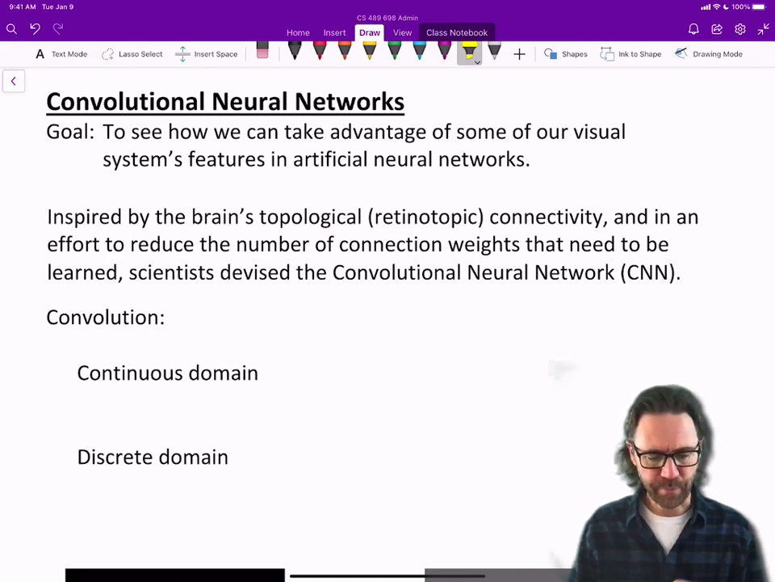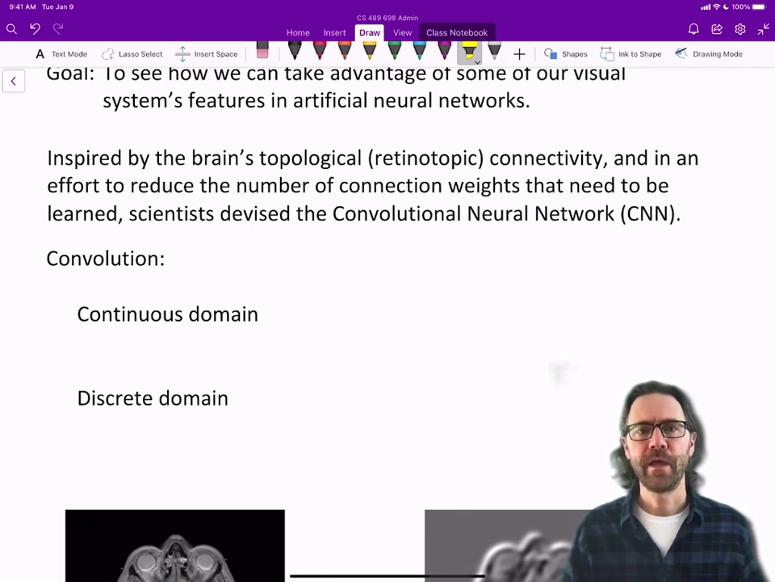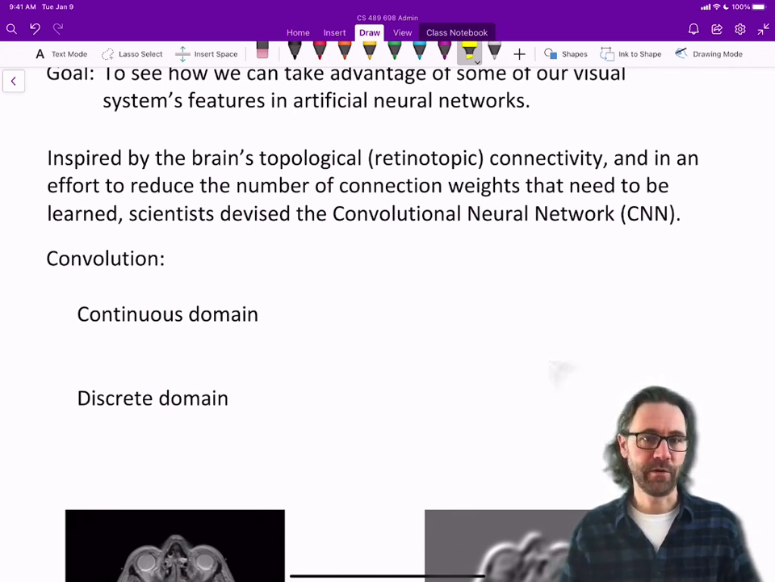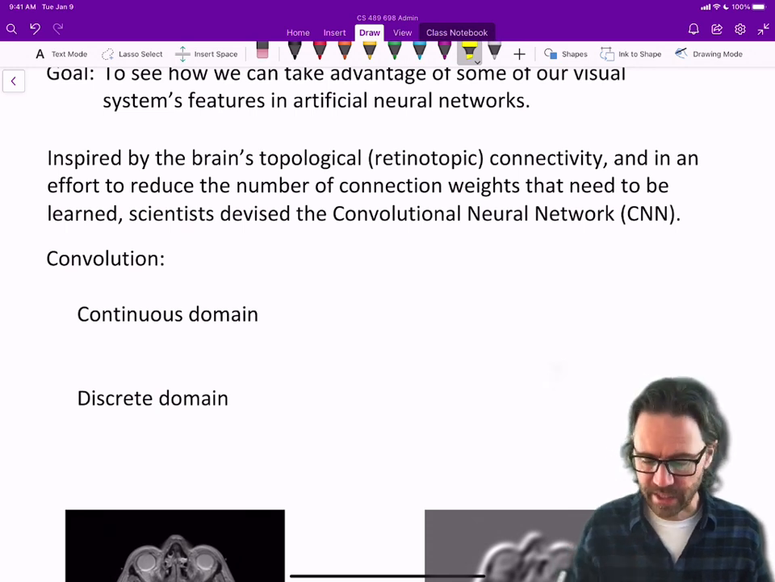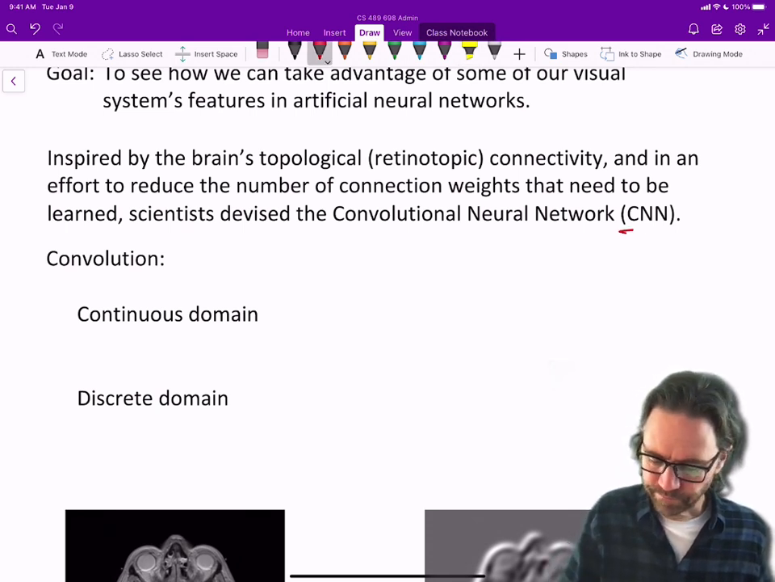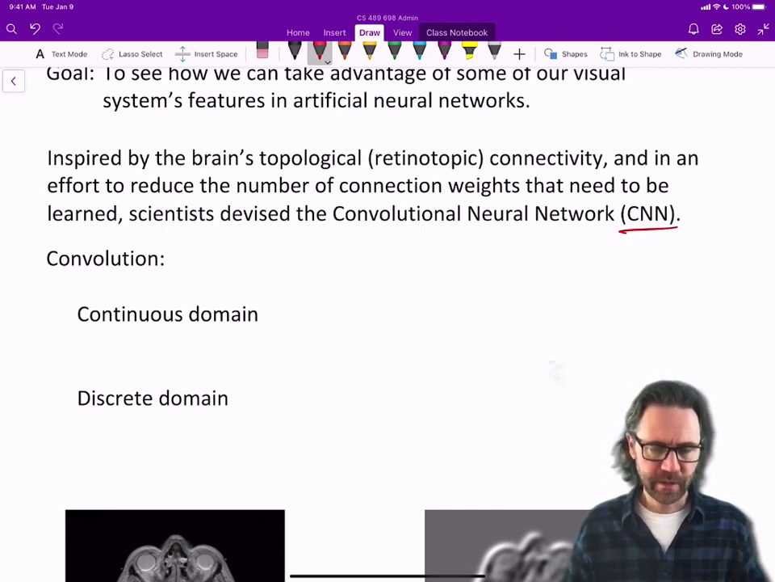So inspired by the brain's topological or retinotopic connectivity, and in an effort to reduce the number of connection weights that need to be learned, scientists and computer scientists have devised the convolutional neural network, or CNN. So let's review what convolution is first of all.